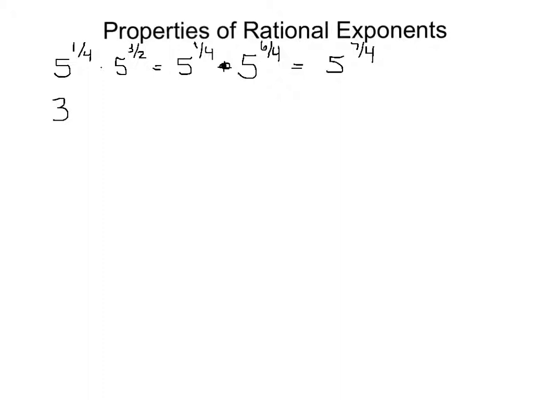If we had 3 to the 5 over 2 squared, here's where we want to multiply our exponents. So this was add exponents. This is going to be multiply exponents. So if we think about multiplying 5 over 2 times 2 over 1, so we'll have 3 to the 5 over 2 times 2 over 1.